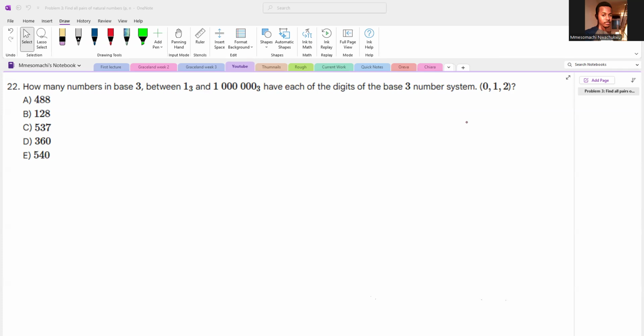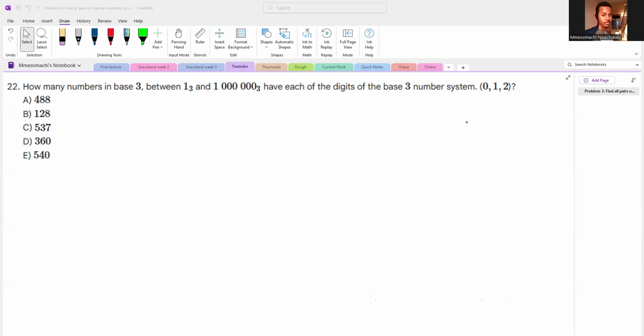Okay, let's go into the question. How many numbers in base 3 between 1 base 3 and 1 million base 3 have each of the digits of the base 3 number system? So 0, 1, or 2. To solve this problem, we're going to use the method of counting in mathematics that's quite popular.